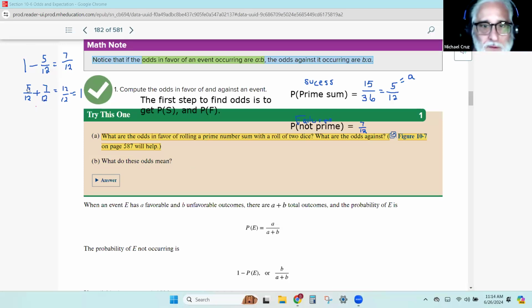So probability of success then, or let me back up. Odds for is A to B. And I didn't point it out, but this right here is your B. So see, this is the odds right here. What are the odds in favor? Well, it's 5 to 7. So the odds in favor of rolling a prime number are 5 to 7. It's a little bit less than half proportionally.